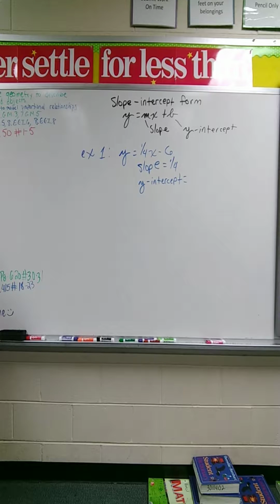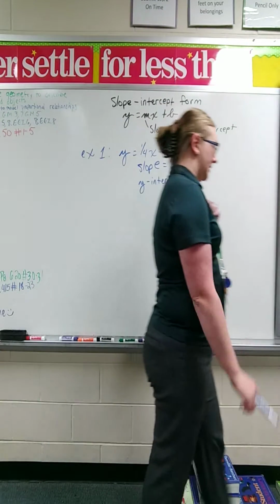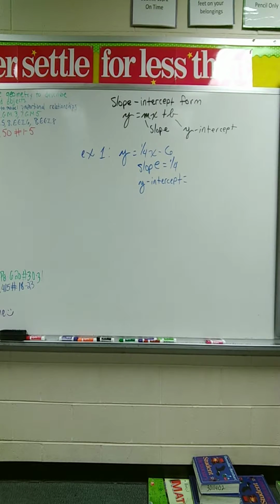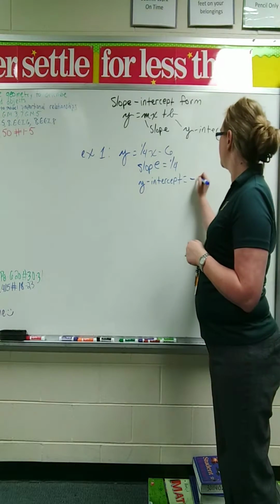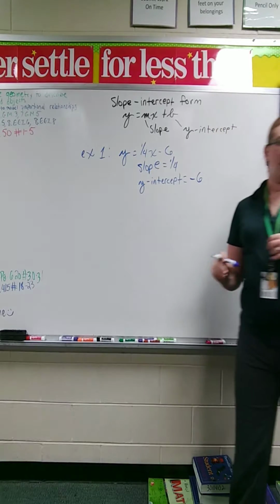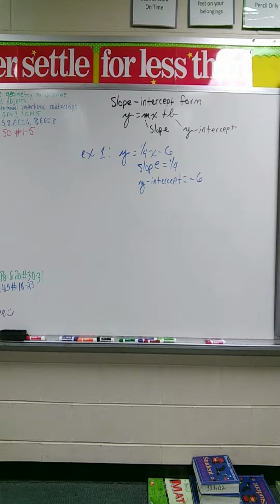Do we know anything else based on that slope of 1/4? Does the -6 have anything to do with the slope? No. Okay. So what is that -6 then? The y-intercept. With this information, it's really easy to graph.